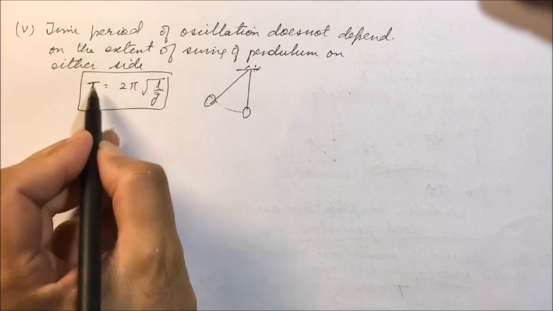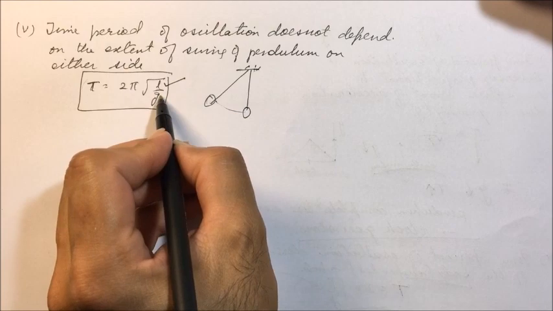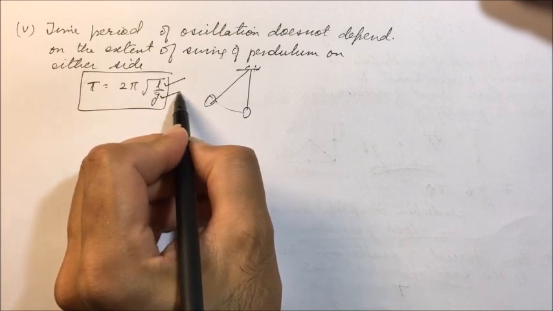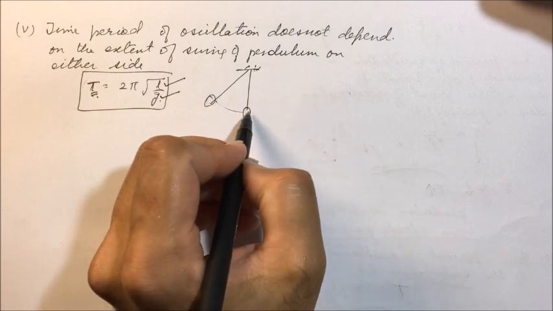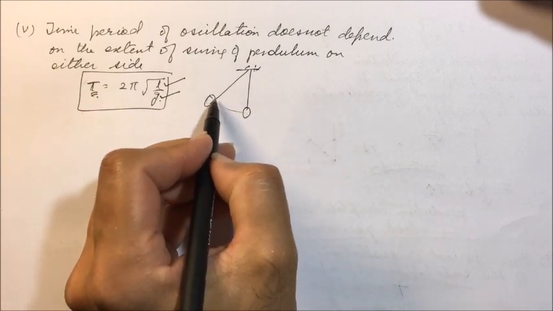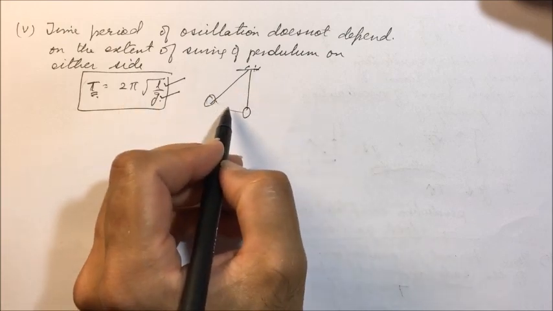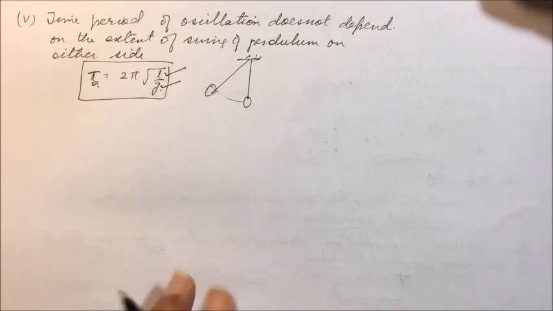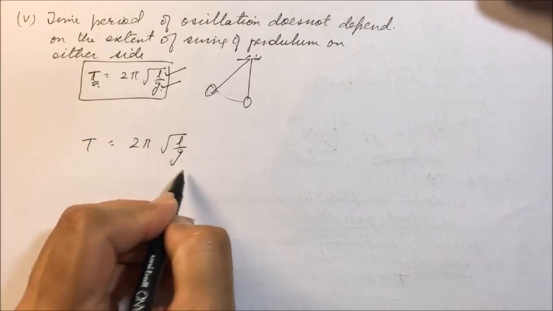Our time period depends on two factors: the length of the pendulum and the acceleration due to gravity at that particular place. The time period is independent of the mass of the bob, and independent of the amplitude of the oscillation. So this is our expression for calculating the time period.